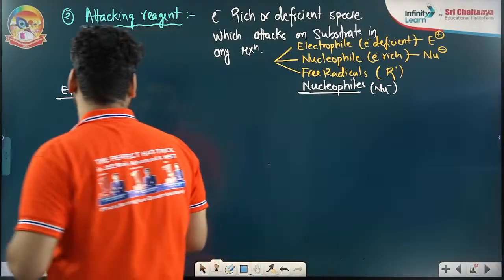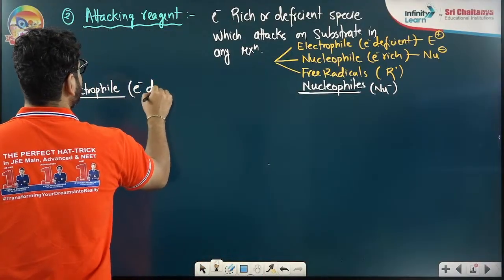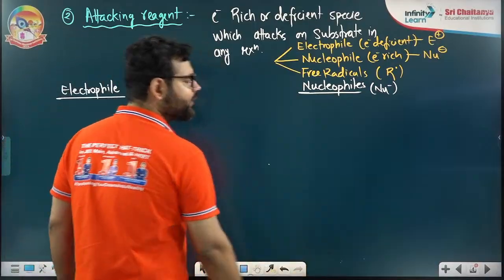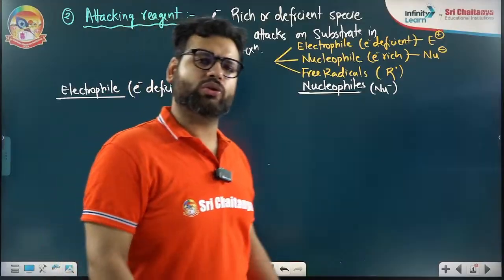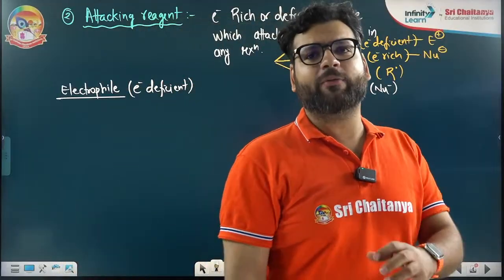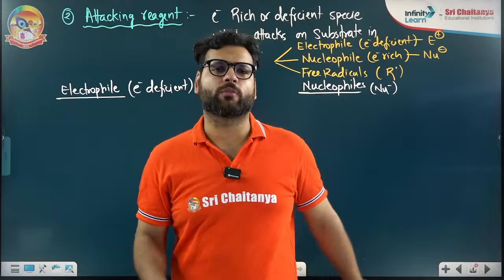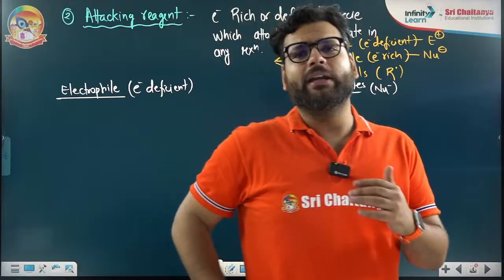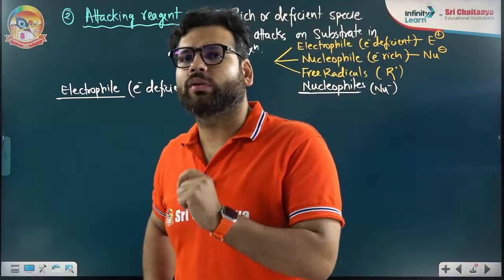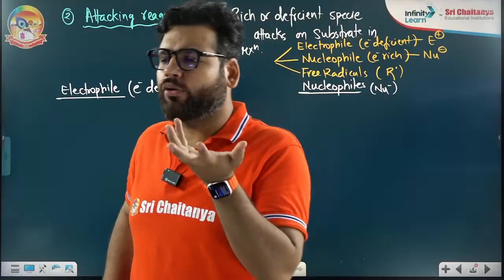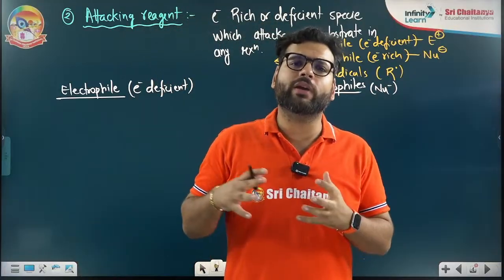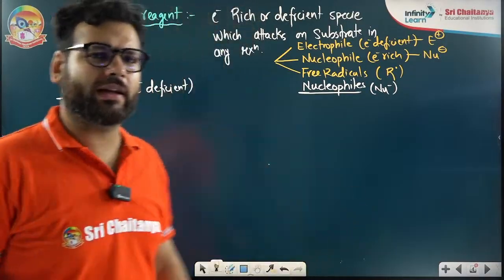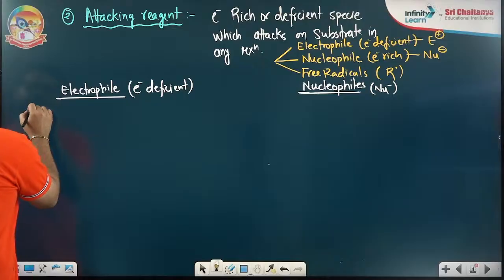So see here, electrophile, electron deficient. First of all, most of the cations are electrophiles, except a few. Something like ammonium, NH4 plus, is not an electrophile. In NH4 plus, nitrogen already has 4 bonds, so nitrogen is electron rich only. Hydrogen also has complete bonds. So a few cations are not electrophiles, but most of the cations are electrophiles. Most of the cations, I am saying. So, examples.